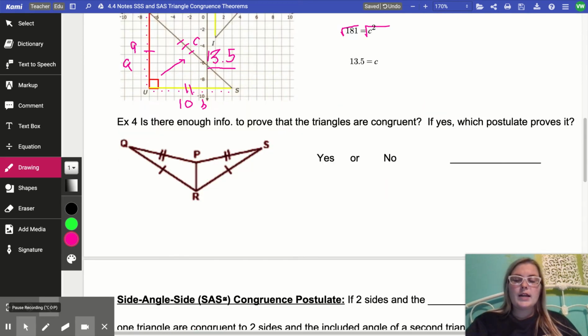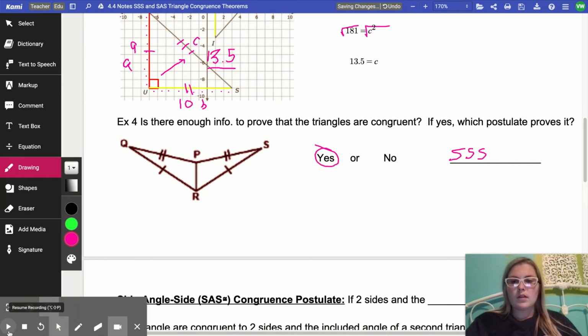So go ahead and take a second to do example 4 and put your answer into the Edpuzzle option over there. So this was indeed yes.